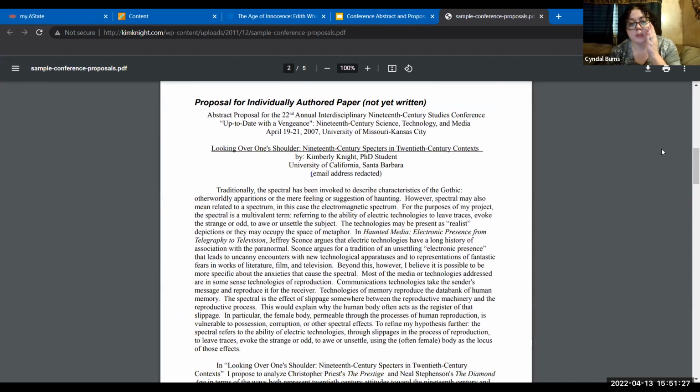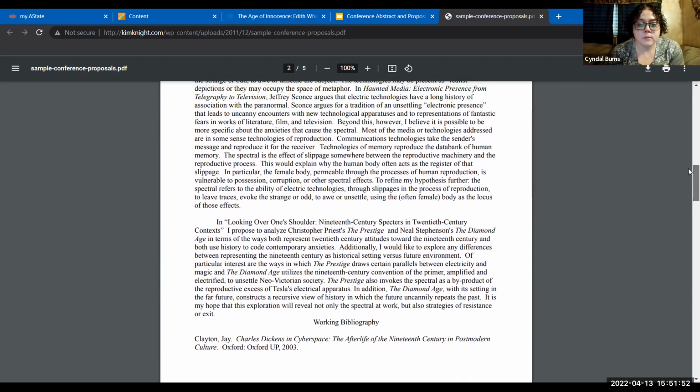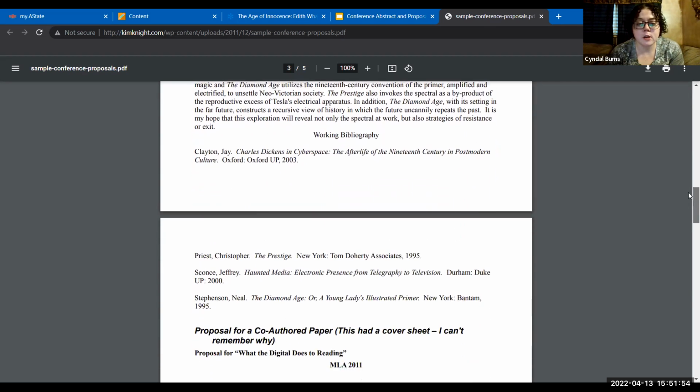And this one has more information. It's an abstract proposal for the 22nd Annual Interdisciplinary 19th Century Studies Conference, and then the date where it's being held, and then Looking Over One's Shoulder: 19th Century Specters in 20th Century Context. So once again, you know exactly what this person is going to be talking about just from their title. And they have a working bibliography.